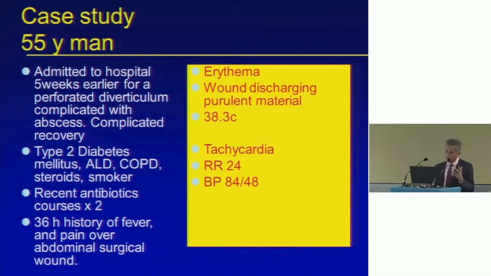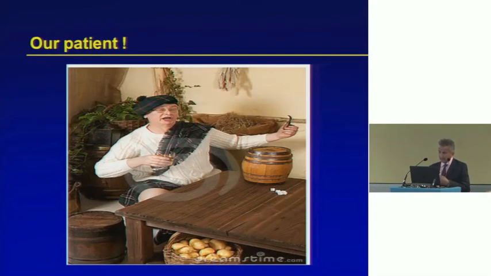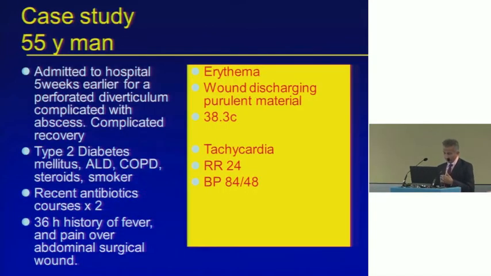So I want to present a very typical patient in my part of the world, and I suspect in many parts of the world that you live in. He had a perforated diverticulum with an abscess, and he was recovering in a very slow manner. He had the classic Scottish risk factor profile of type 2 diabetes, alcoholic liver disease, and he enjoyed a smoke. So he was the typical cardinal patient from my part of the world.